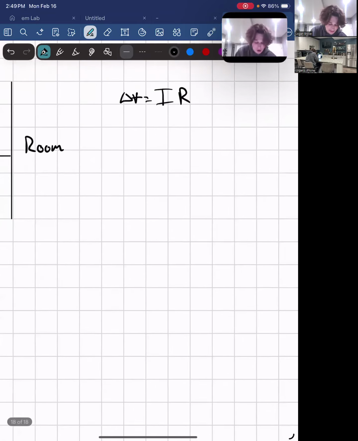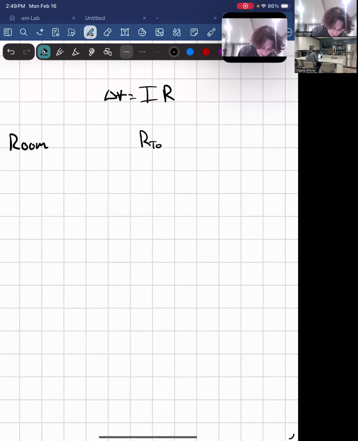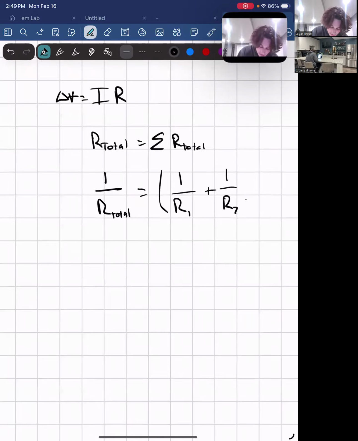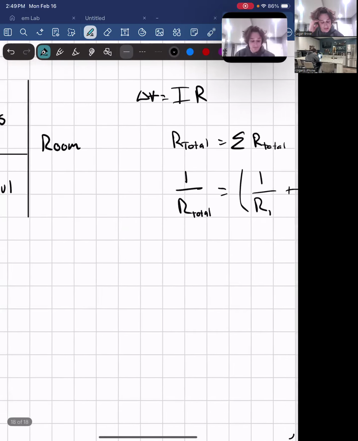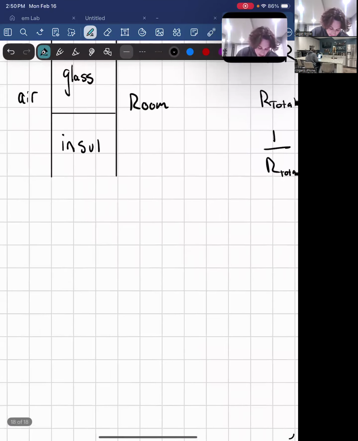Now in parallel, R is a little different. So we knew that R total last time, right? For series, R total is the sum of our totals. But for in parallel, 1 over R total is the sum of 1 over R1, 1 over R2, and so on and so forth. And that is our new R total, right? It's our inverse. So if we look at Q net, for this, it would be the Q over glass plus the Q over insulation.